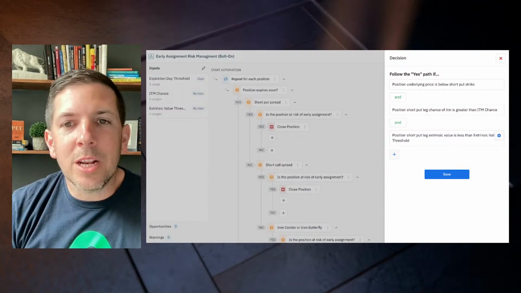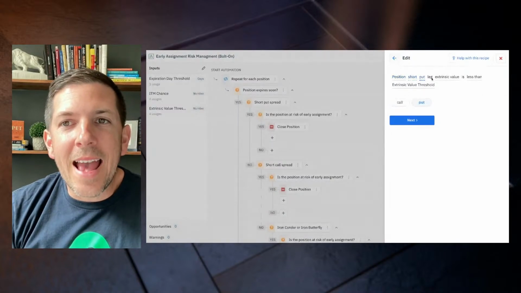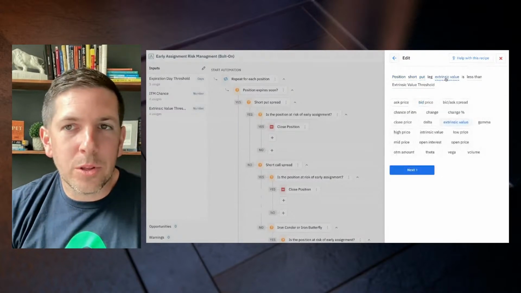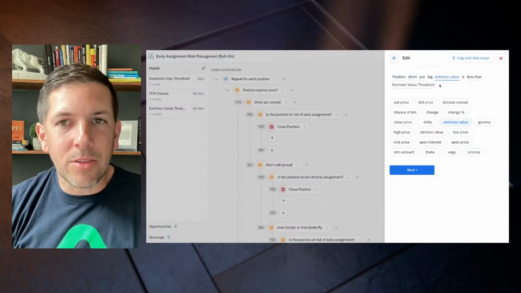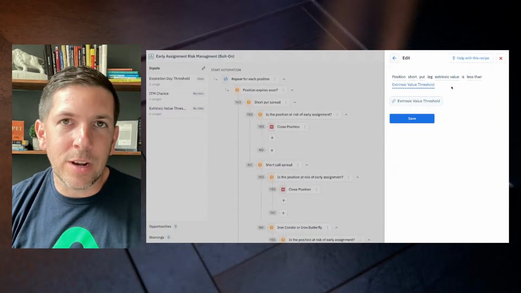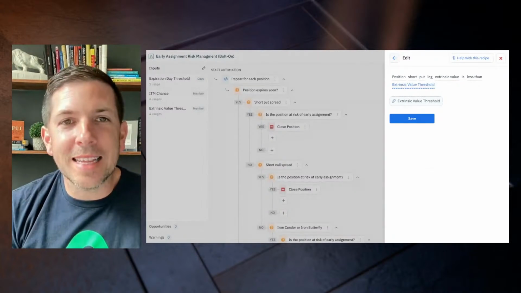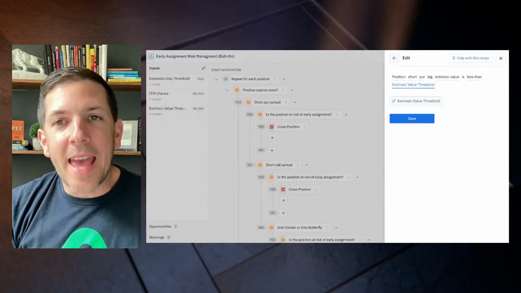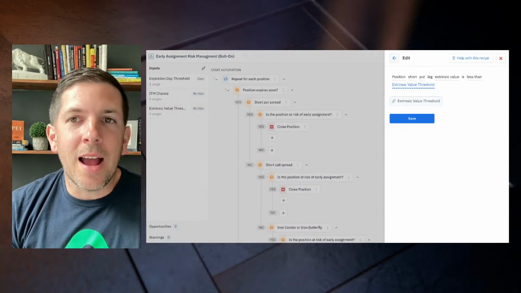And the last thing that I'm going to check is I'm going to specifically get the short put leg and the extrinsic value of the short put leg. And then I'm going to see if that extrinsic value is less than a threshold I set. I set mine to around 10 cents. So if the extrinsic value is less than 10 cents, then I know I'm at high risk of assignment.